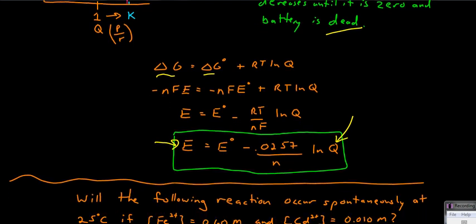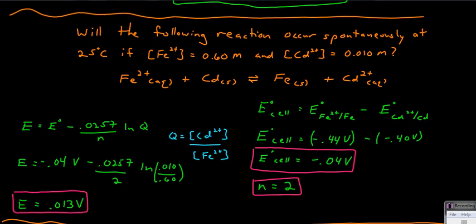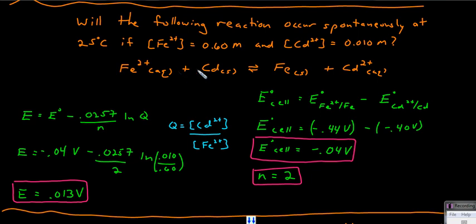So let's use this equation to determine will the following reaction occur spontaneously at 25 degrees Celsius if the concentration of the iron ion is 0.60 molar and the concentration of the cadmium ion is 0.010 molar. All right, so will this reaction occur? So we need to use this equation. This will tell us the value of E. If it's positive, the reaction will occur spontaneously. If it's 0, it's at equilibrium. If it's negative, then we know it actually will go in the reverse direction and be non-spontaneous.